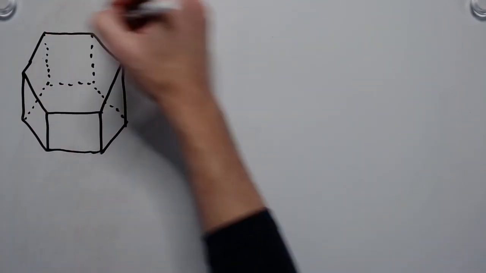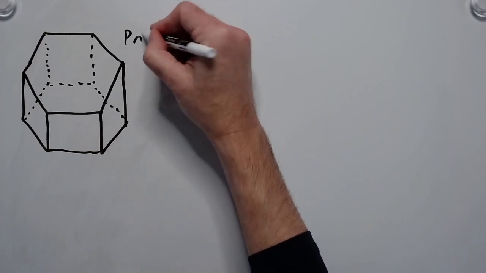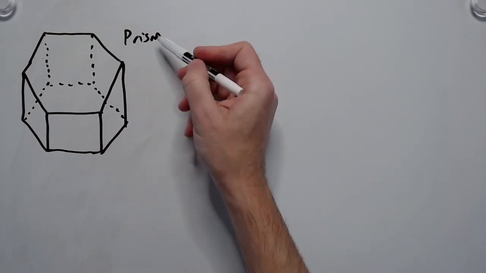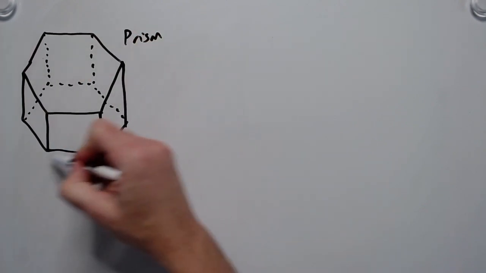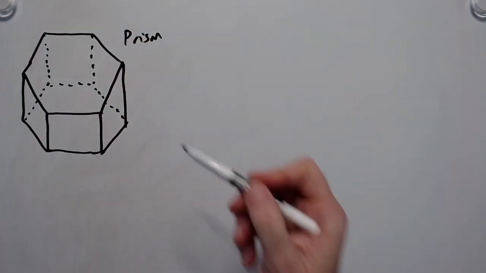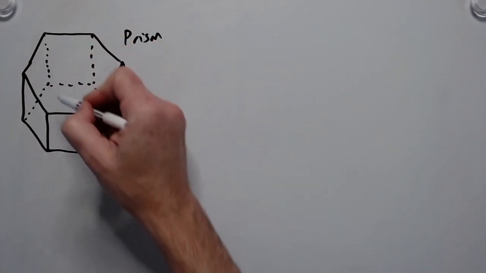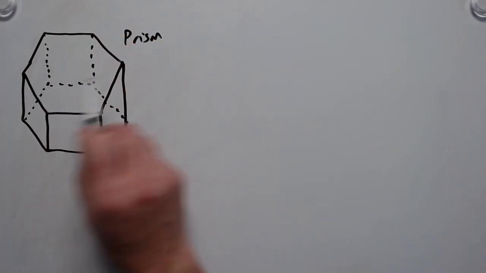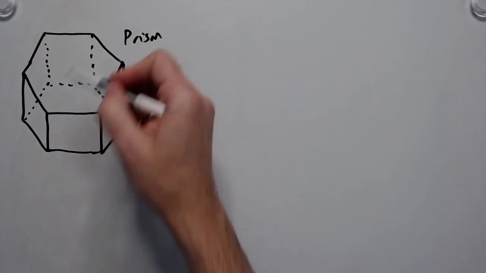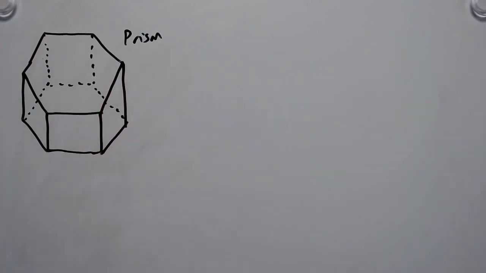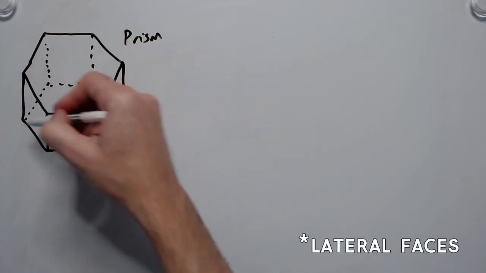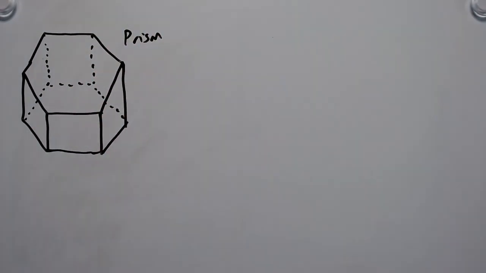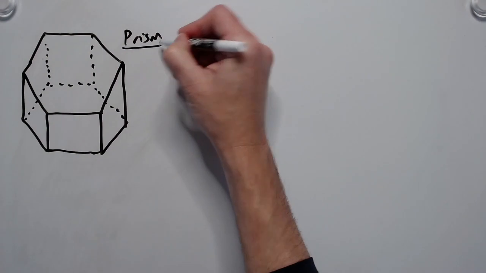But I want to define this as a prism. So what that means is that this hexagon is congruent to this hexagon. It also means that this hexagon and this hexagon are parallel to each other, and they become the bases of the prism. And because we've defined this as a prism, it means that all of the lateral faces are parallelograms. So we've defined this as a prism.